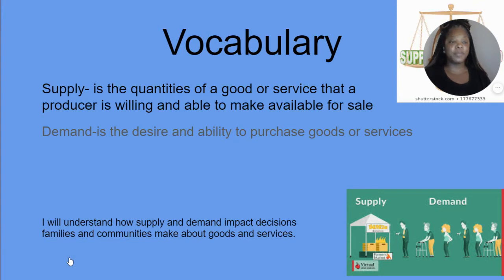So we have some vocabulary words that we need to go over. The first word is supply. Supply is the quantities of a good or a service that a producer is willing and able to make available for sale. Some examples of supplies would be toilet paper, paper towels, soap, hand sanitizer. Those would be goods. The demand is the desire and the ability to purchase goods or services.